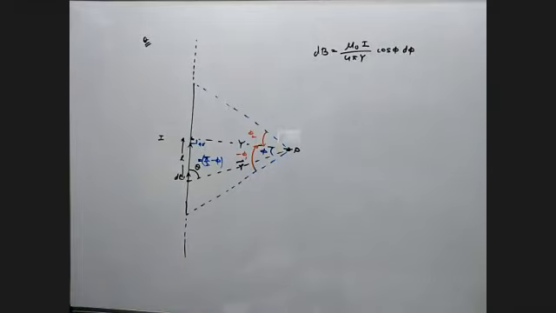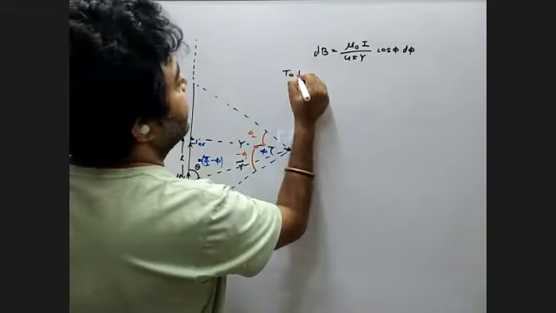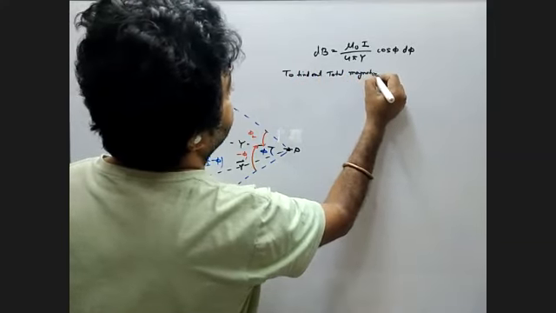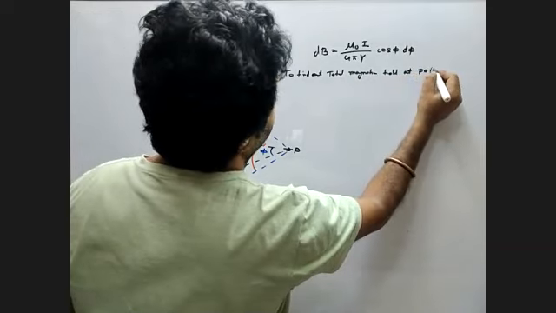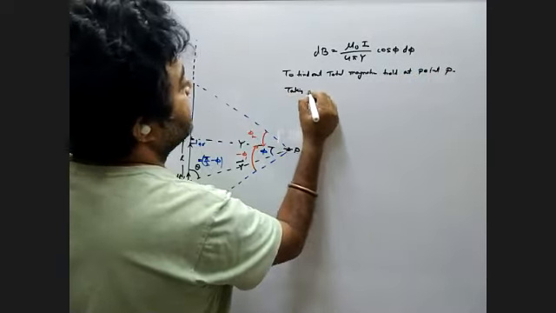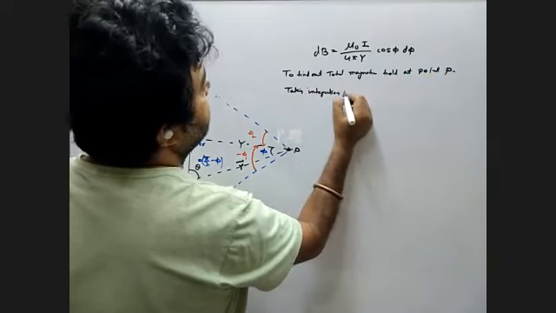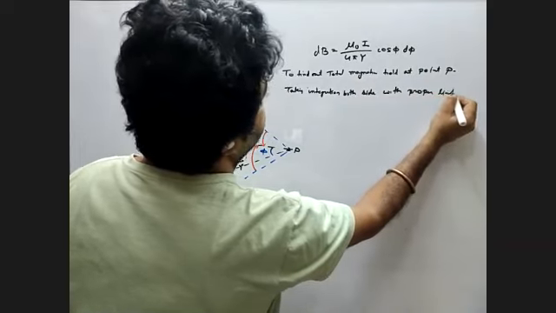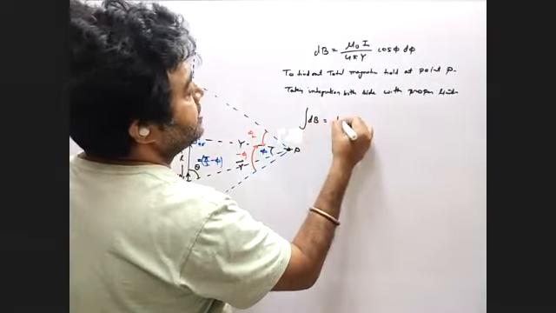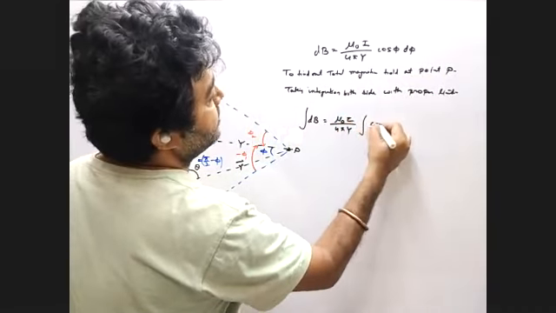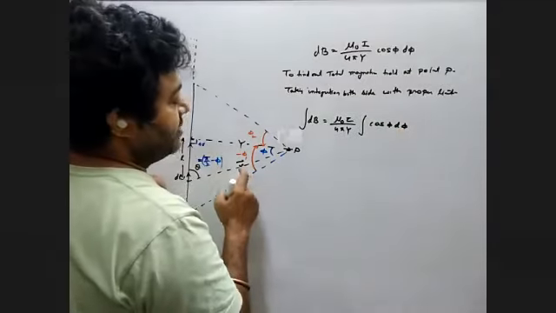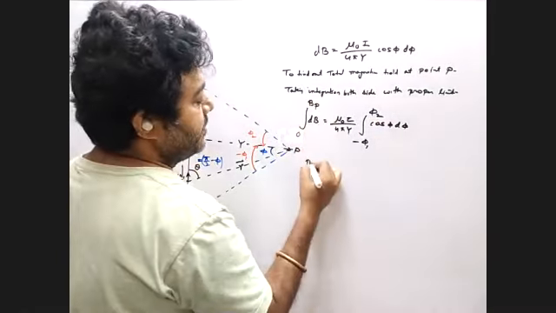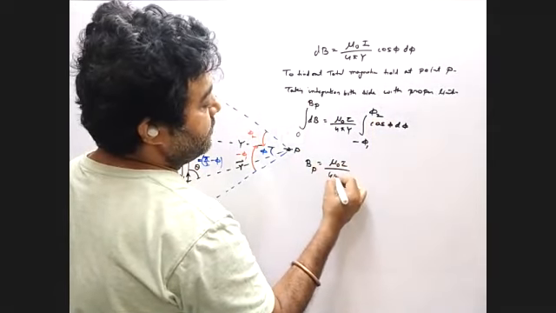So now I can write, to find the total magnetic field at point P, taking integration on both sides with proper limits. So integration of dB equals mu naught I by 4 pi y times the integration of cos phi d phi. The lower limit is minus phi 1, the upper limit is phi 2. On the left, 0 to magnetic field at point P. Magnetic field at point P equals mu naught I by 4 pi y.